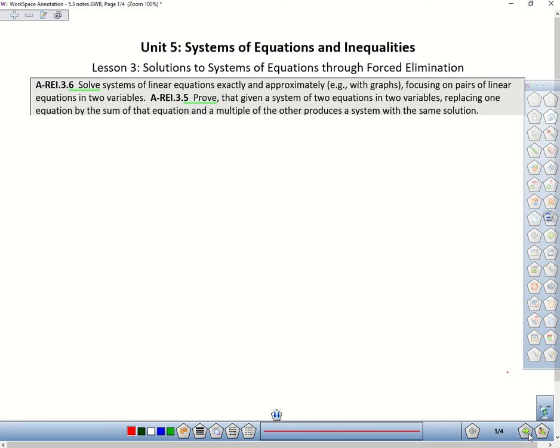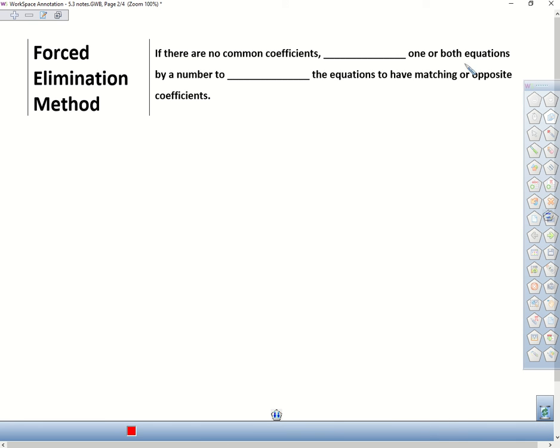So, forced elimination method consists of, if there are no common coefficients, multiply one or both equations by a number to force the equations to have matching or opposite coefficients.